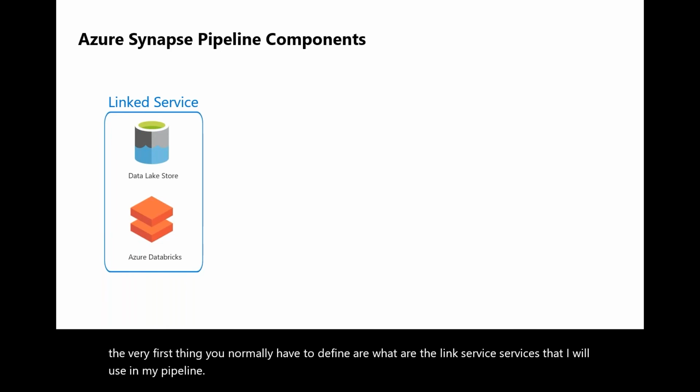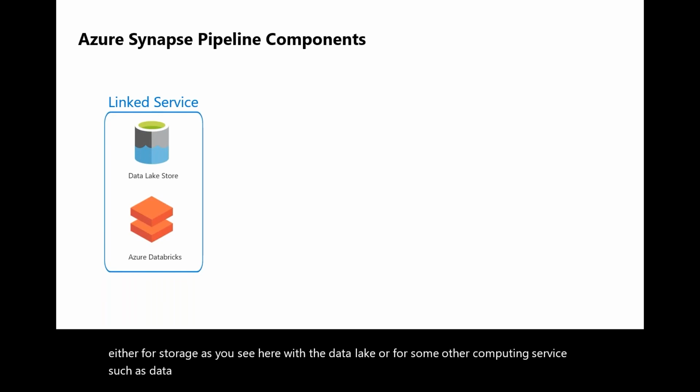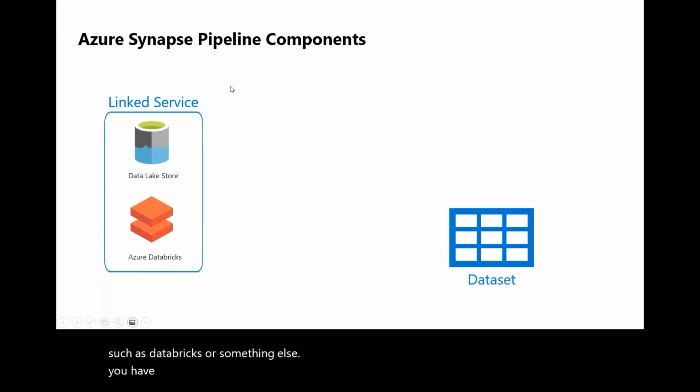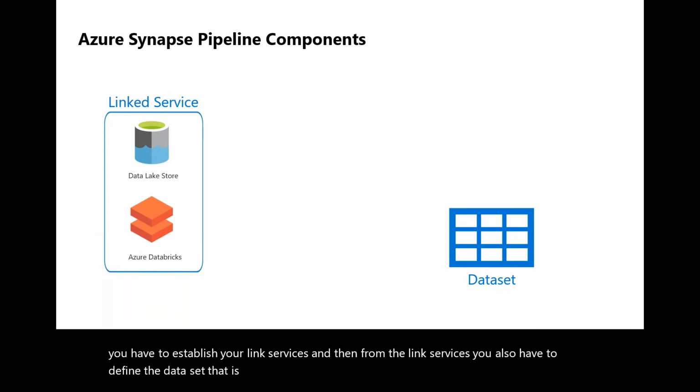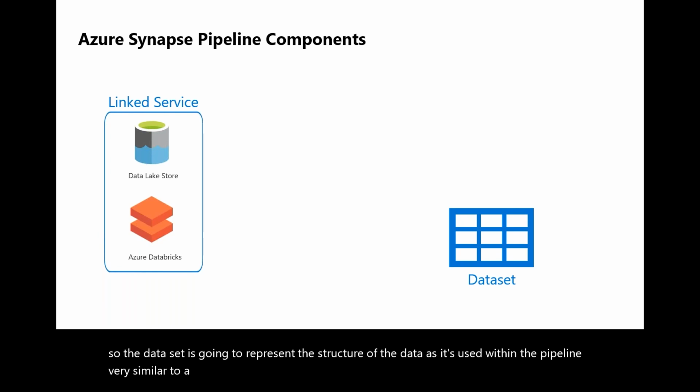So pipelines are made up of activities. Activities use linked services for two purposes, either for storage, as you see here with a data lake, or for some other computing service, such as Databricks or something else. You have to establish your linked services, and then from the linked services, you also have to define the dataset that is available within your storage, whether it's a source or a destination. So the dataset is going to represent the structure of the data as it's used within the pipeline. Very similar to a data frame that we saw in a notebook.